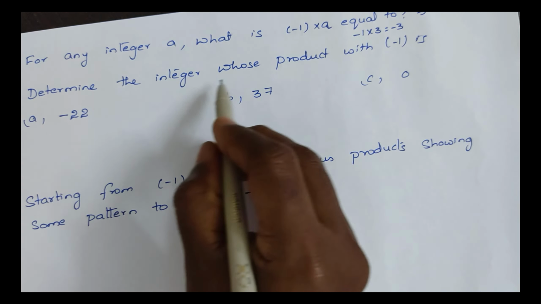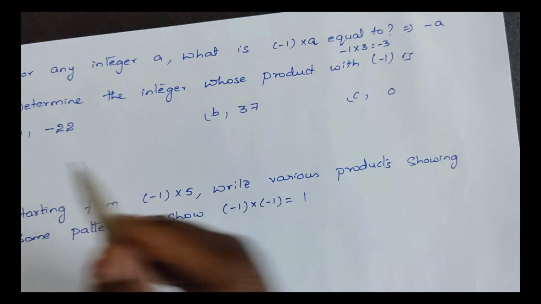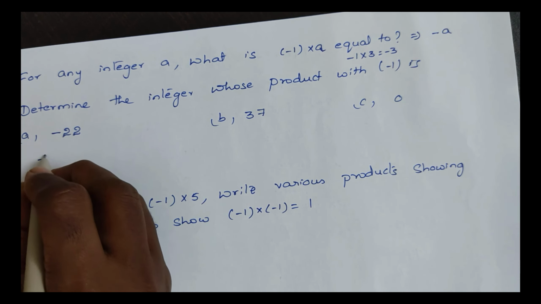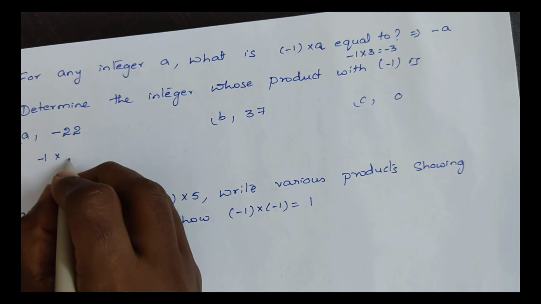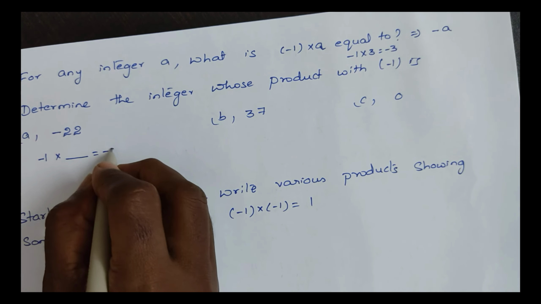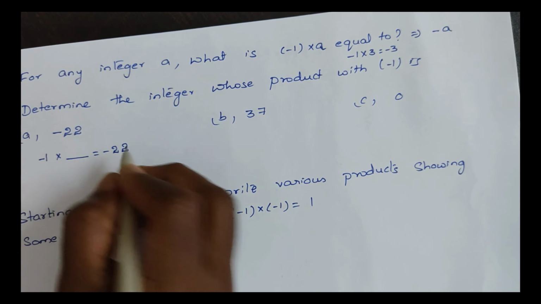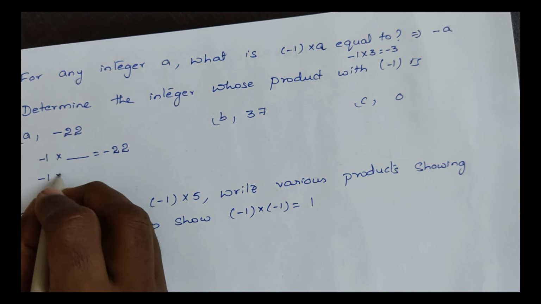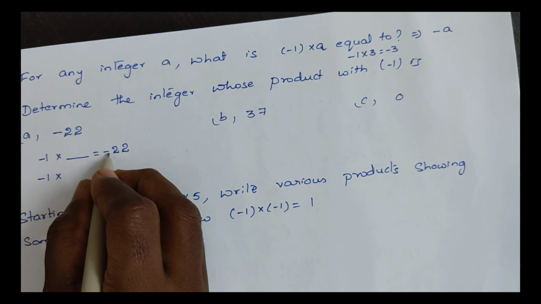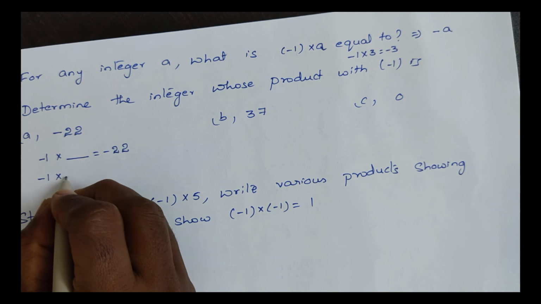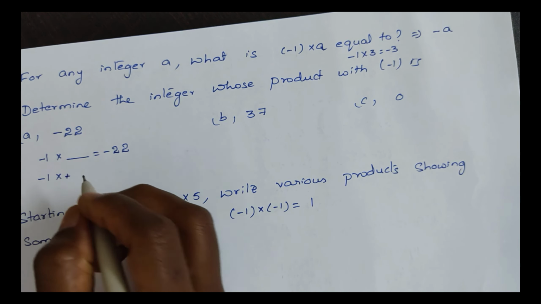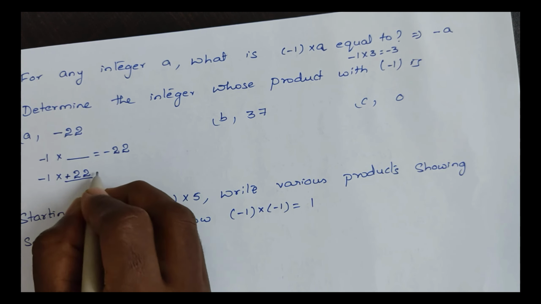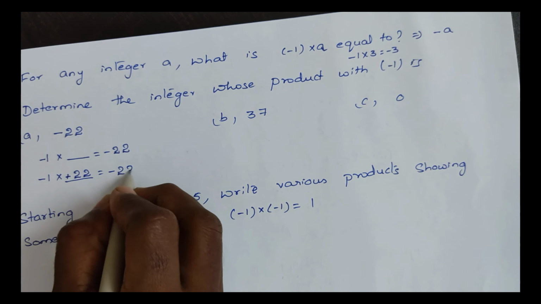Determine the integer whose product with minus 1 is minus 22. So what is the question they are asking here? Minus 1 into what gives you minus 22? Okay. So if you want to get minus in the product, the digit you are multiplying should be positive. Plus 22. Plus 22 gives you minus 22.